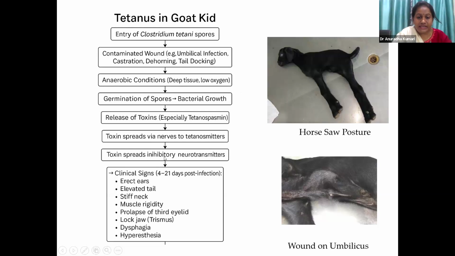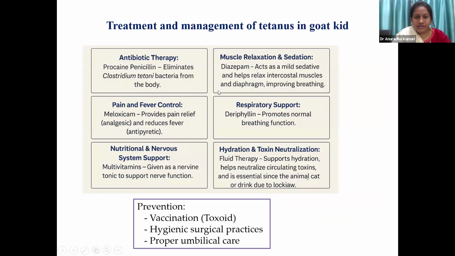This toxin blocks inhibitory neurotransmitters. The affected kids show an erect condition of limbs and tail. So hyperexcitability and lockjaw are the signs and symptoms that the kid is affected by tetanus. As far as treatment and prevention are concerned, I'm not going into detail on the treatment section. As far as prevention is concerned, vaccination of the doe against tetanus 3 to 4 weeks before the pregnancy is most important.